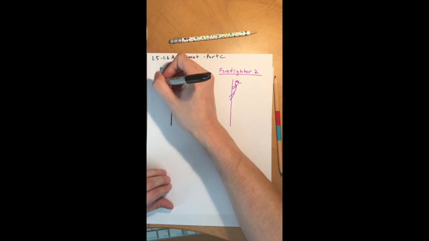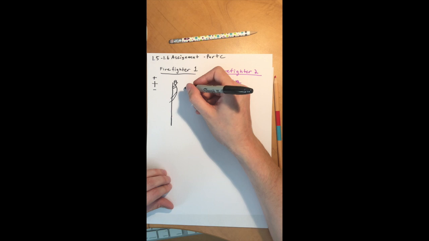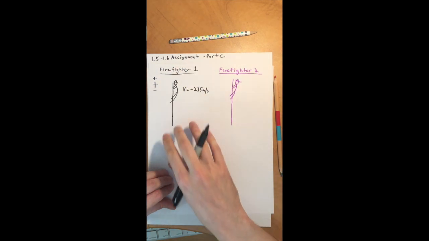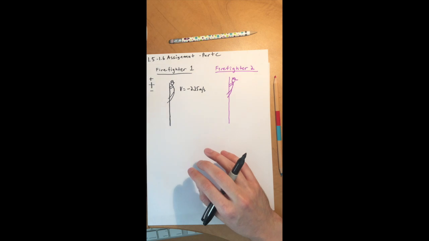So let's quickly define what's going to be positive and what's going to be negative. We'll call up positive and down negative. What that means is that this guy has a V of negative 2.25 meters per second because it's down. And that is true everywhere. Yes, it's V_i, but it's also V_f. It's just V.